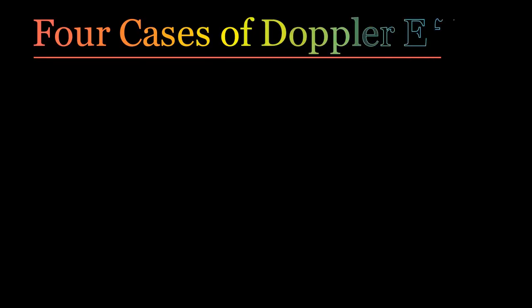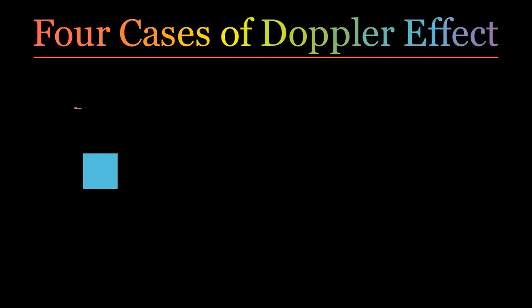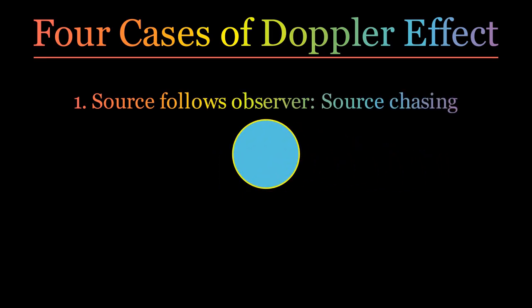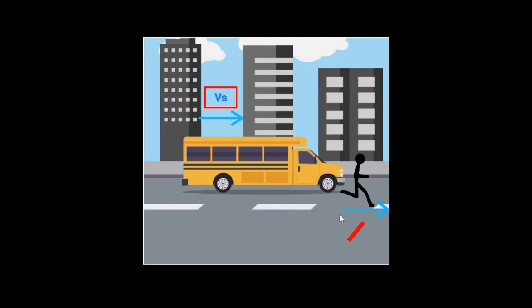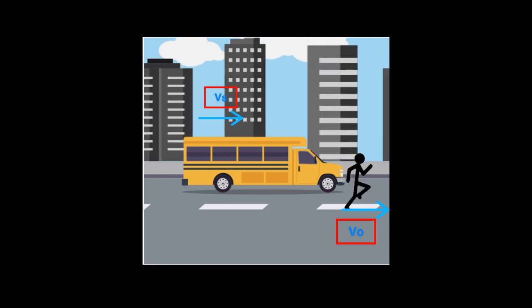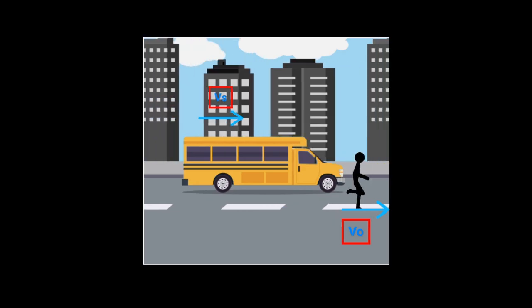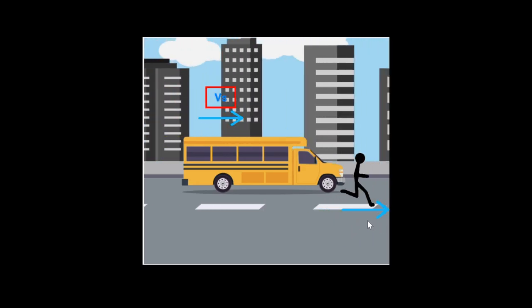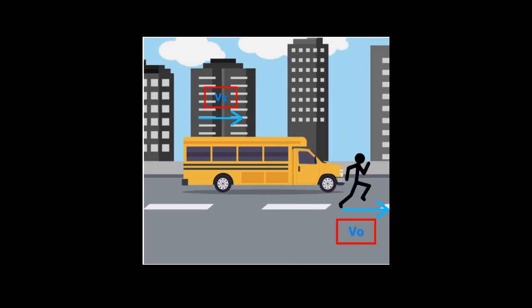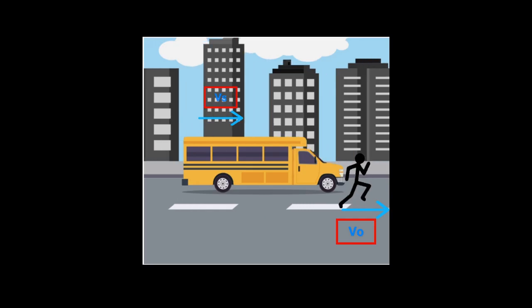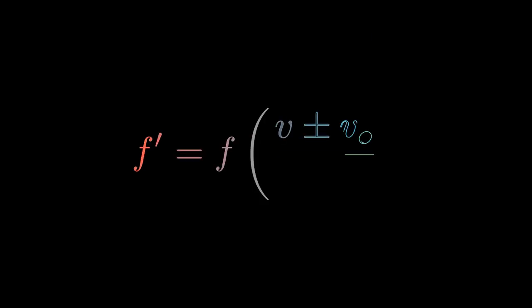We are going to examine 4 cases or scenarios. Scenario number 1. When both observer and source are moving in the same direction, but the observer is leading. To put it simply, the source is chasing the observer. Imagine on a road we have a car blowing a siren and following an observer who is also moving in the same direction. So in that case, how do we compute the apparent frequency?